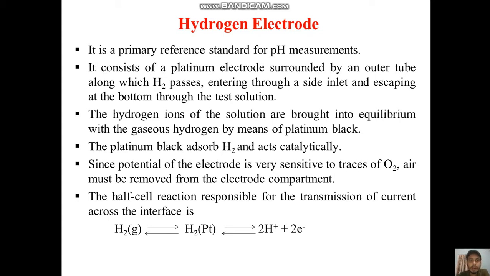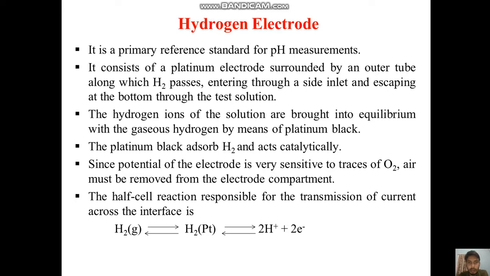First we have the hydrogen electrode. So let's see what the hydrogen electrode is. It is a primary reference standard for pH measurement. It consists of a platinum electrode surrounded by an outer tube, with H2 entering through a side inlet and escaping at the bottom through the test solution.